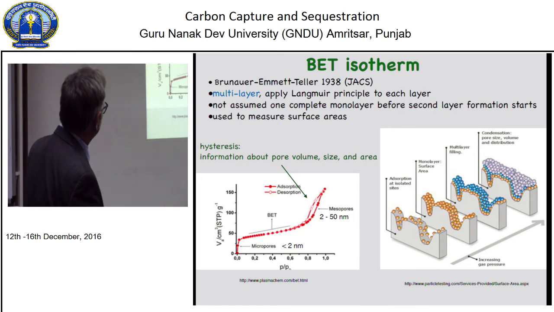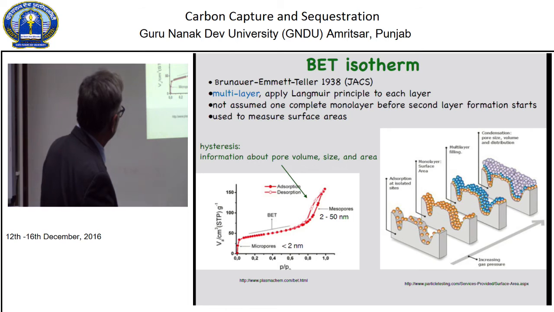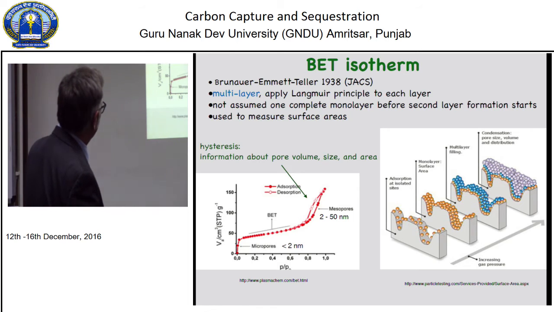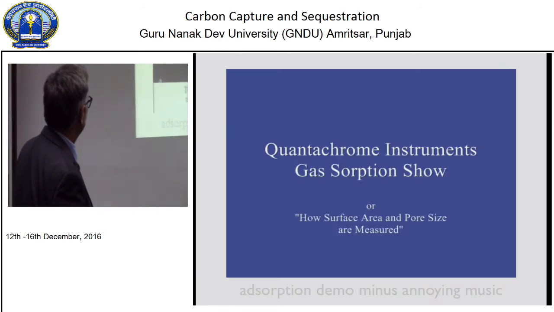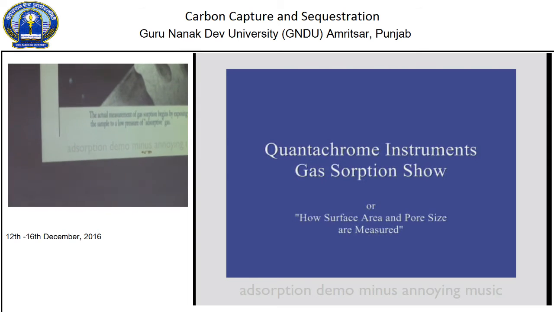And there's a hysteresis in these isotherms. That is to say, the amount of gas on the surface depends on whether you're increasing or decreasing the pressure, and that tells you a great deal about pore size, volume, and area. The mathematics of which we really don't want to go into. We just want to know a little bit about how this looks.